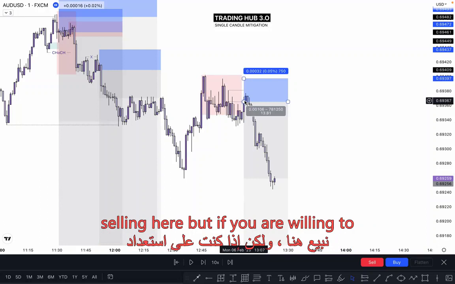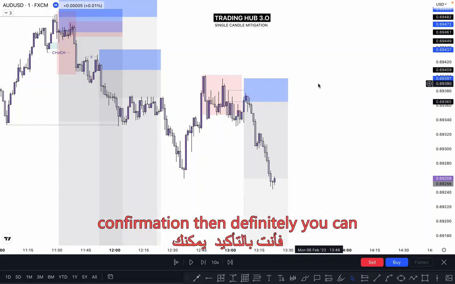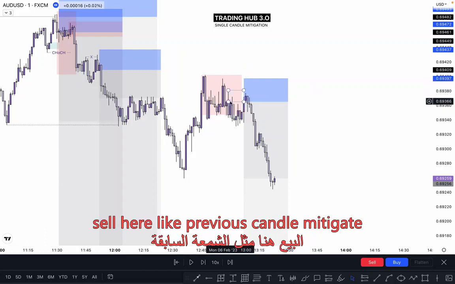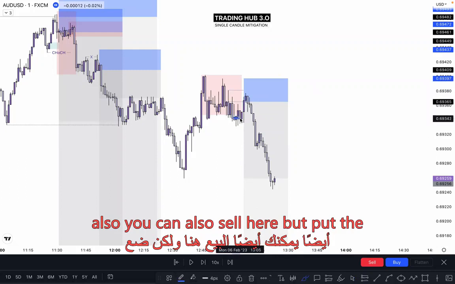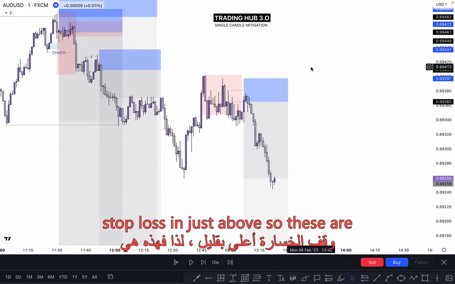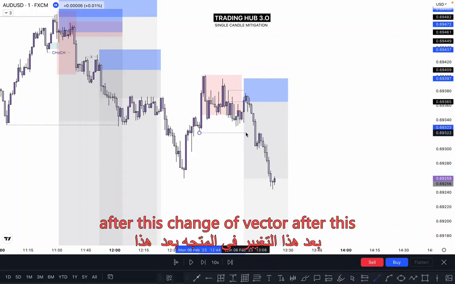But if you are willing to sell based on the single candle confirmation, then definitely you can sell here, right? Previous candle mitigate here, sweep here, and you can sell here also. You can also sell here, but put the stop loss just above it. So these are possible entries, and the next entry is here, and the next entry after this change of character.